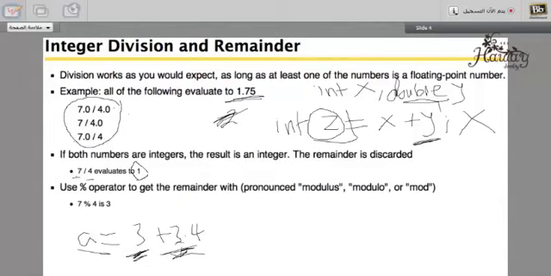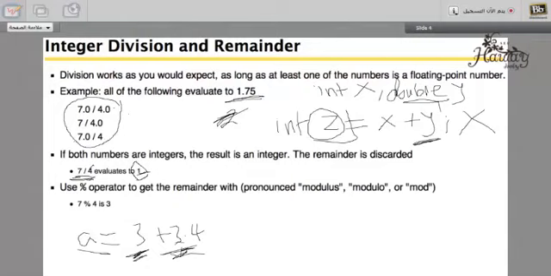Think about it logically. How many 4s do you have in 7? It's only one 4 in 7. So it will give you a logical answer: you have one 4 inside 7, so it will give you a whole number, which is 1.